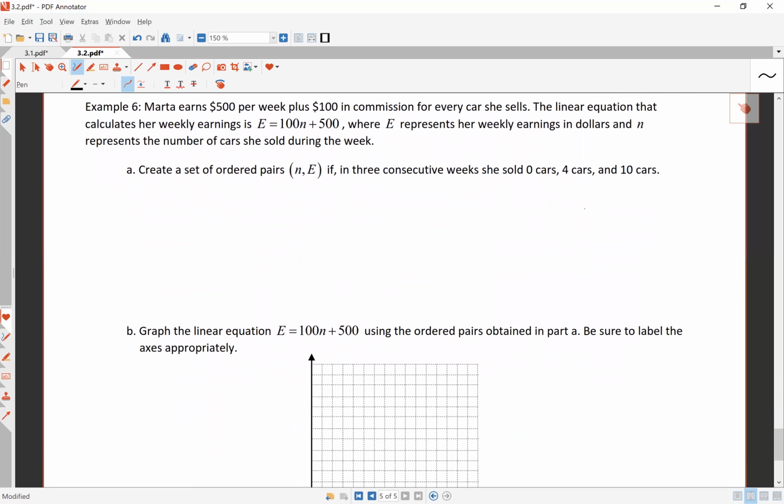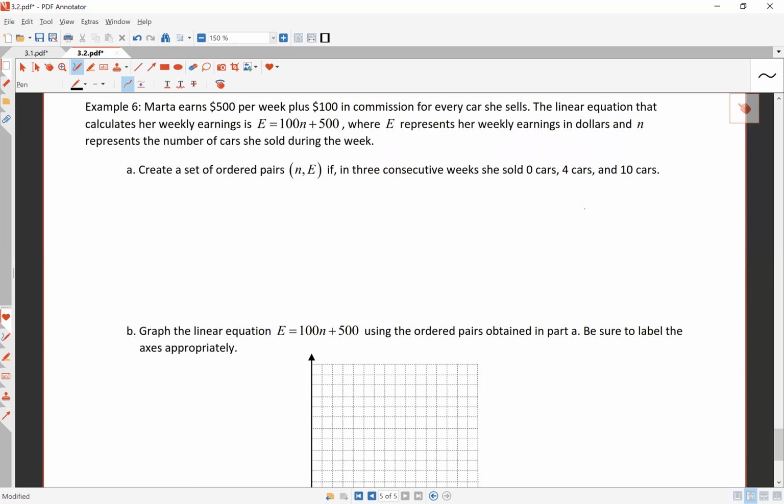In the last example, we show an application of linear equations. Linear equations arise when you have some kind of fixed value, like a weekly salary. Marta's guaranteed to earn $500 per week. And then a linear equation also has what's called a variable part to it, where she makes $100 in commission for every car she sells. So that's variable in the sense that she might make $100, she might make 200, 300, 400. The more cars she sells, the more commission she makes.